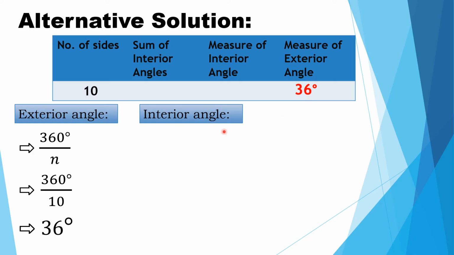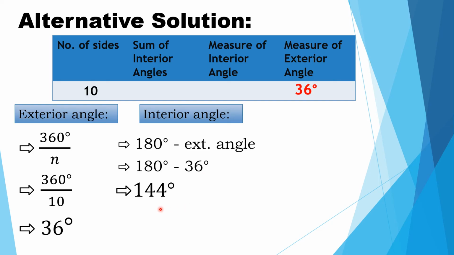To find the measure of each interior angle, 180 degrees minus the exterior angle is equal to 180 degrees minus 36 degrees, which is equal to 144 degrees. The measure of each interior angle is 144 degrees.